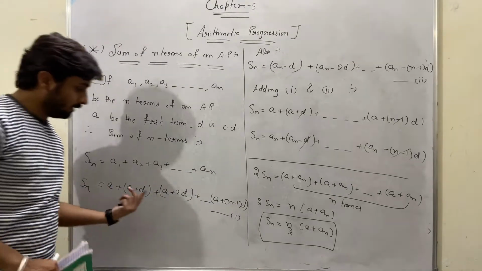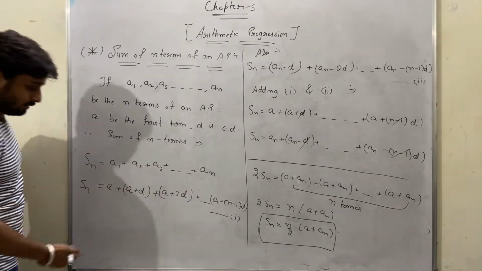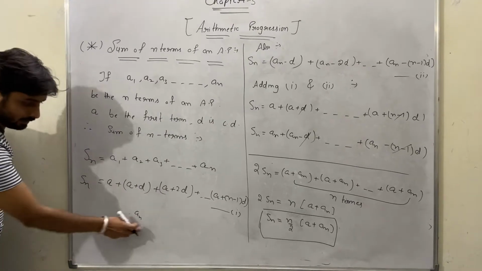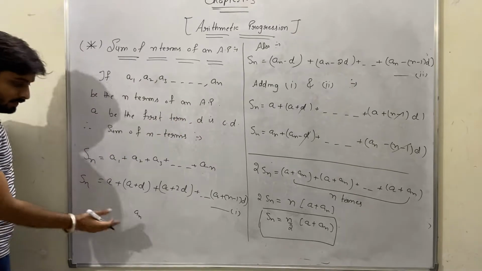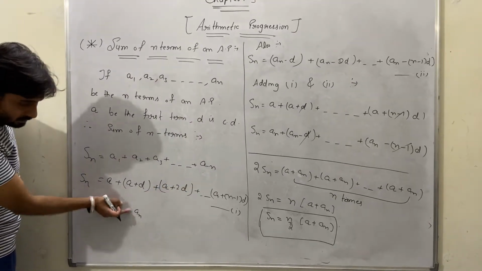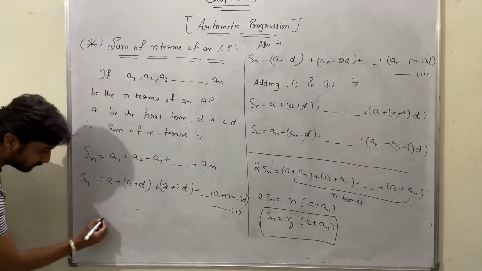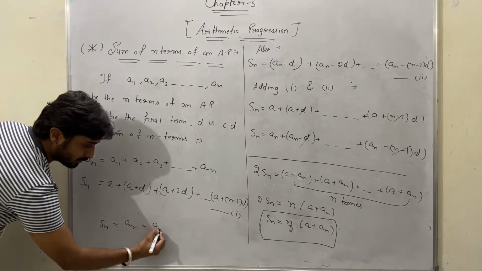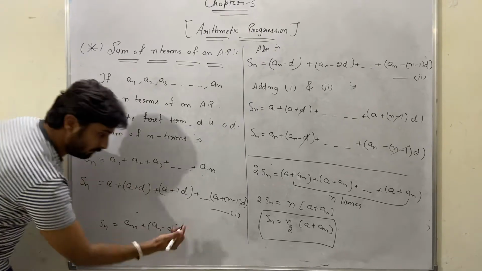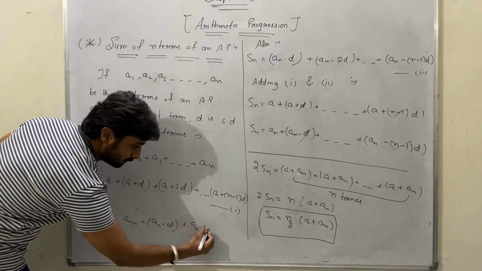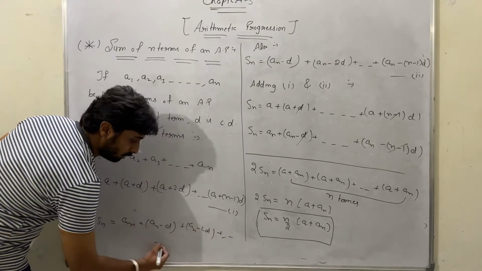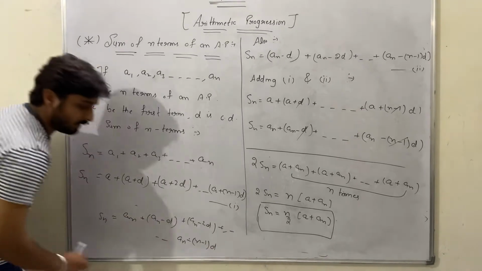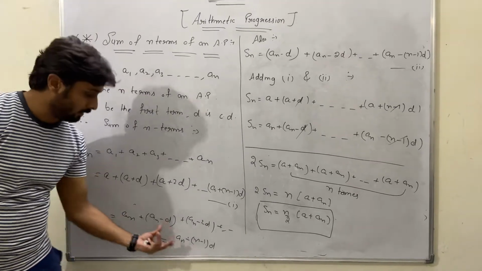Now, if I write in reverse order, where an is the nth term, then d will be subtracted. What will be the (n minus 1) term? Sn equals an, next term an minus d, next term an minus 2d. Similarly, so on, up to an minus (n minus 1)d. This will be the nth term from the reverse order of the AP.